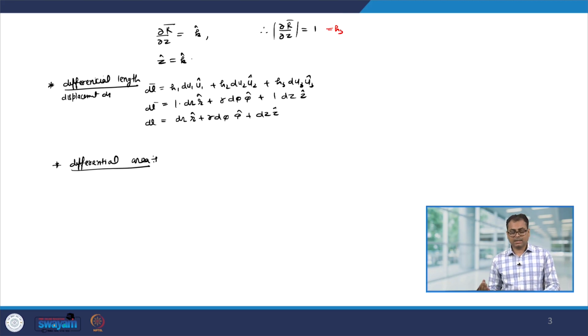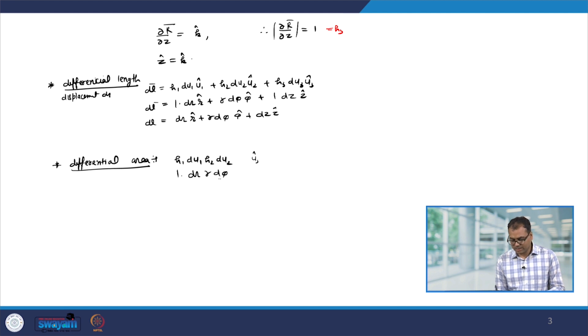Differential area, let us say we are looking in the z direction. So it will be h1 du1, h2 du2 and then u3 cap. Okay. So h1 is 1, u1 is dr, h2 is r and d phi. So therefore it becomes r dr d phi in the z direction.